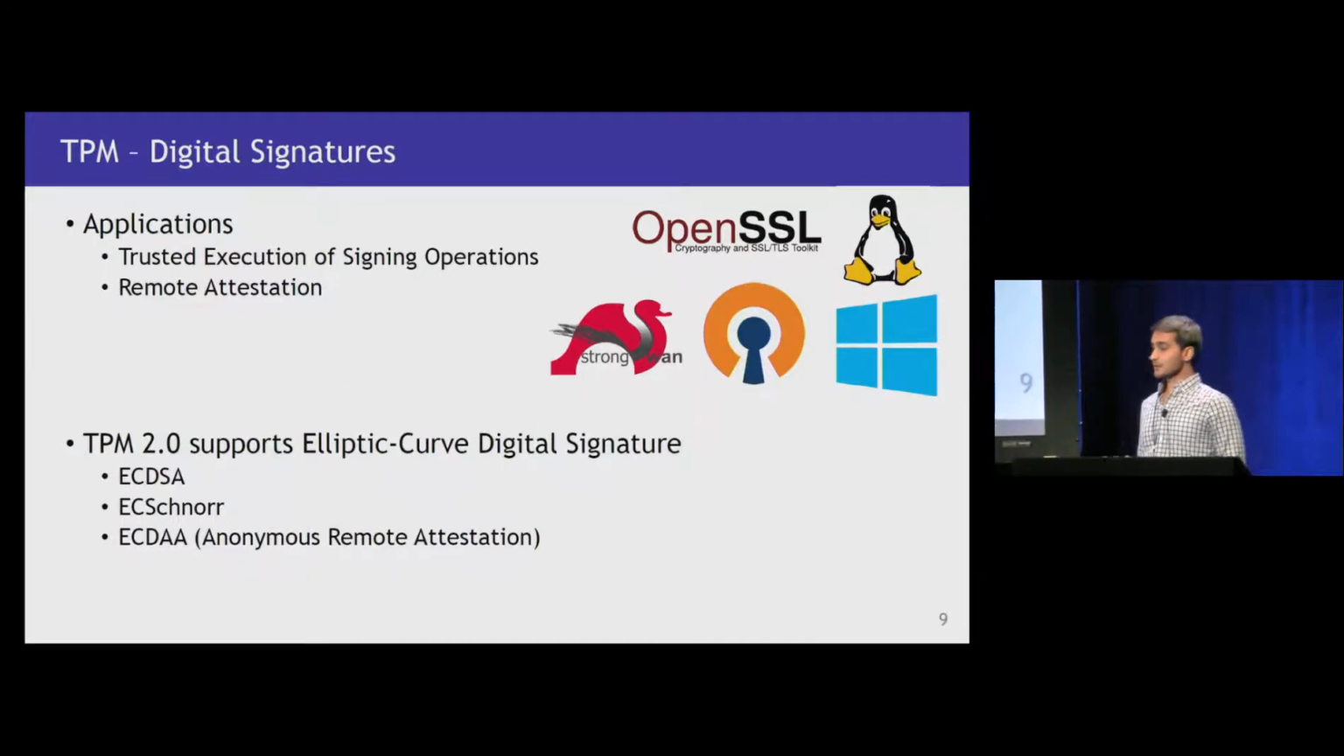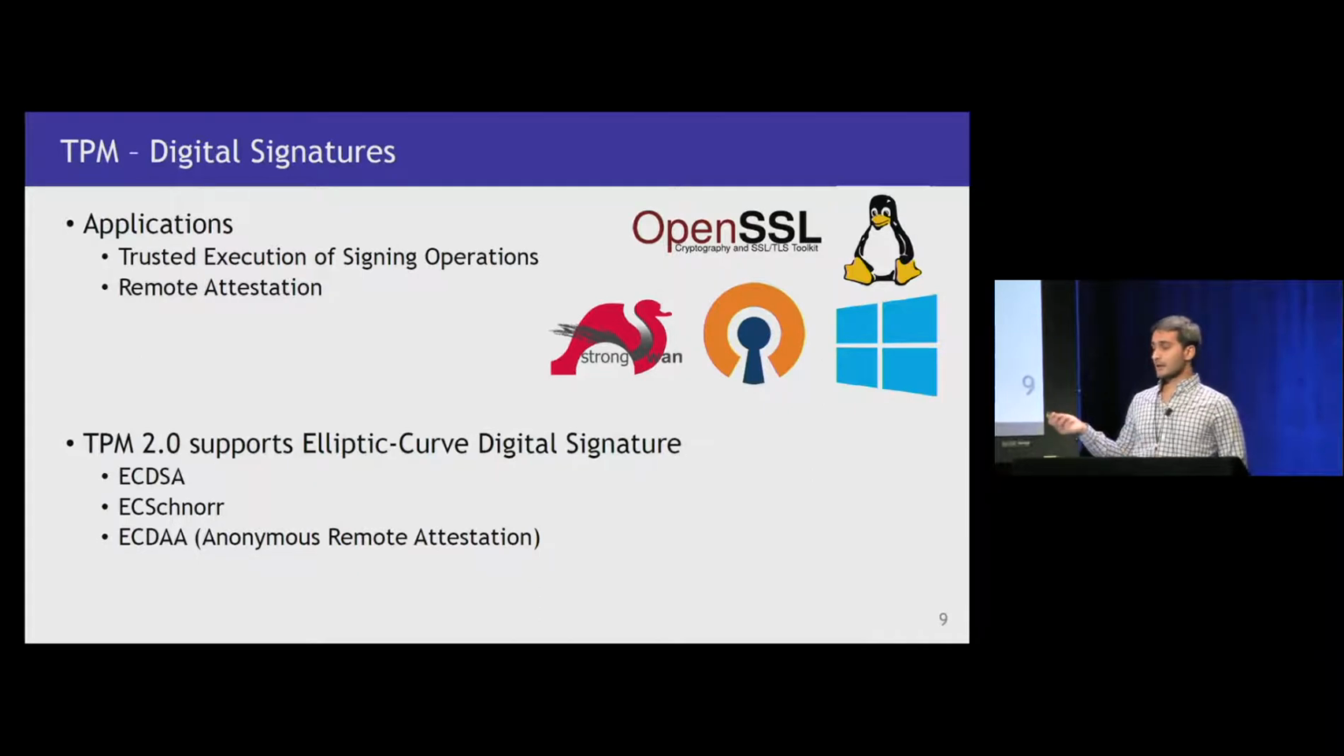We mentioned digital signatures, and why do we care about TPM digital signatures? Well, you can just use the TPM as a trusted execution environment for digital signatures. There are lots of different applications like SSH or VPN or your email client or server that can just keep the digital signature key inside this TPM module, and they can ask the TPM module to perform the signature generation.